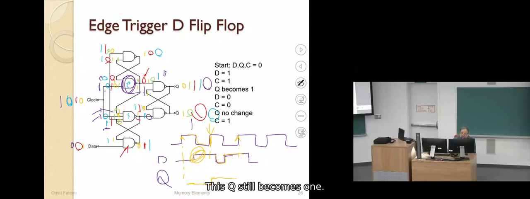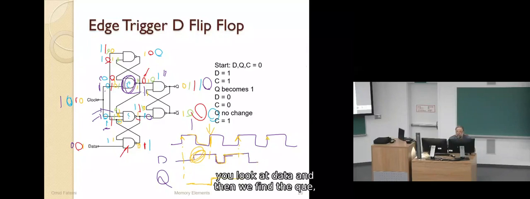So this Q still becomes 1. As Q, you see Q didn't become 0 in the middle, and that was the problem with the previous design. With the previous design, if in the middle of that the data changed, then it could propagate. But here, nothing happens. Again, we have rising edge of the clock here, and whatever data is, you look at data and then you find the Q. So we look at only the edges.